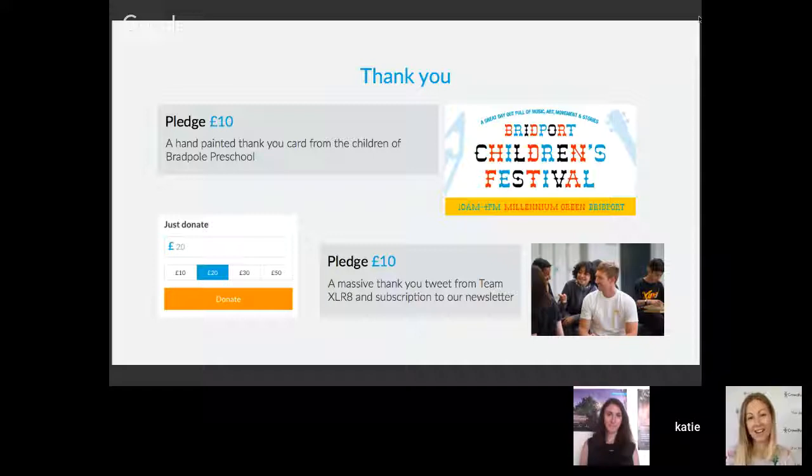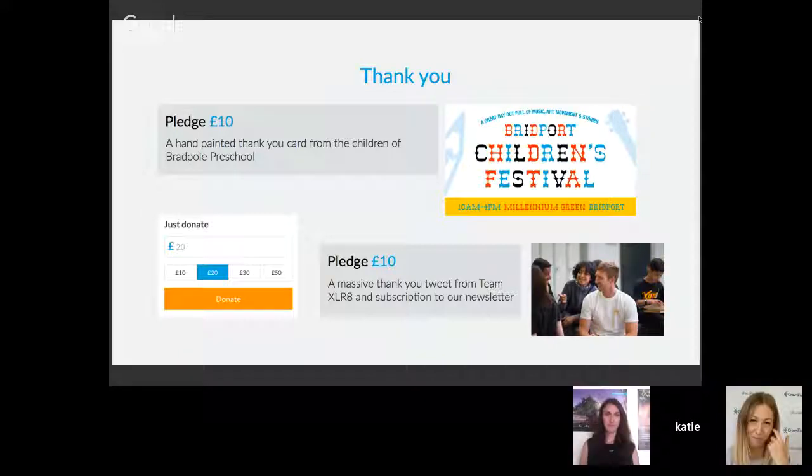Finally, of course, we have a good old thank you. And of course, you don't have to add a thank you reward, because we do have the donate option. You can see it there on the screen. That's there on every single project, regardless of whether you've added rewards or not. But you can be a bit creative with your thank you.